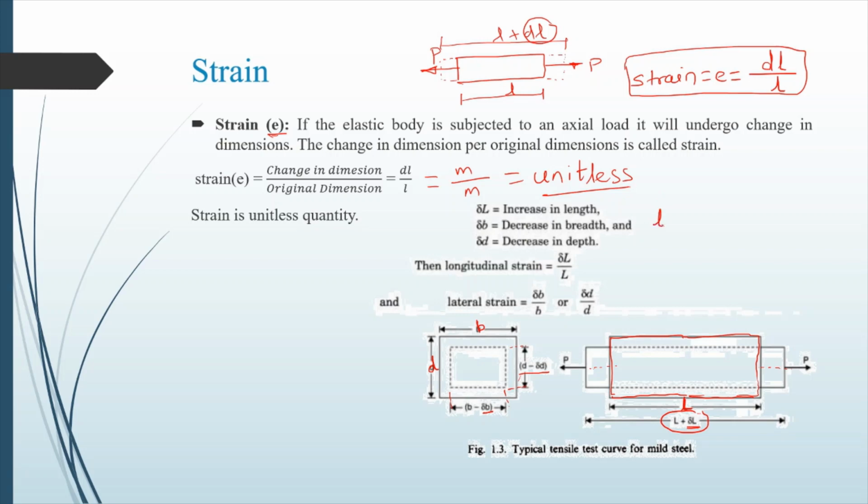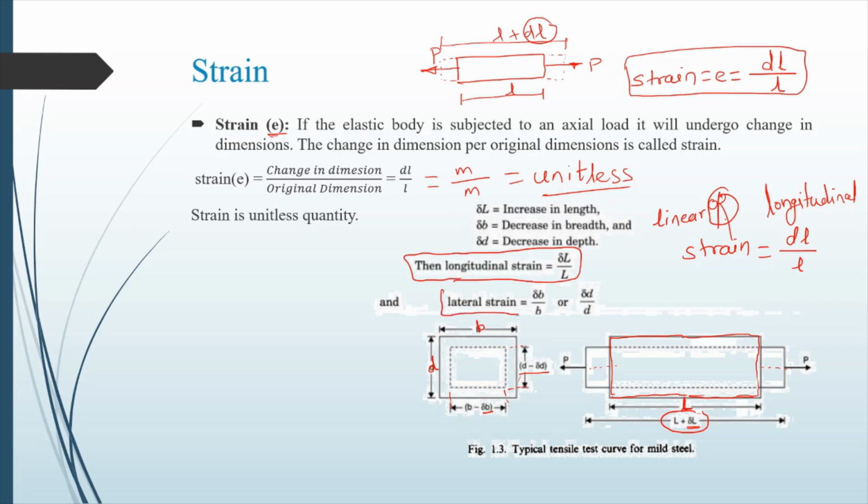So first is linear or longitudinal strain. Linear strain is also called longitudinal strain. It will be along the length. So along the length, what is the strain? Change in length upon original length. So this will be the linear or longitudinal strain. Here you are observing the equation for longitudinal strain. And second type of strain is called lateral strain.